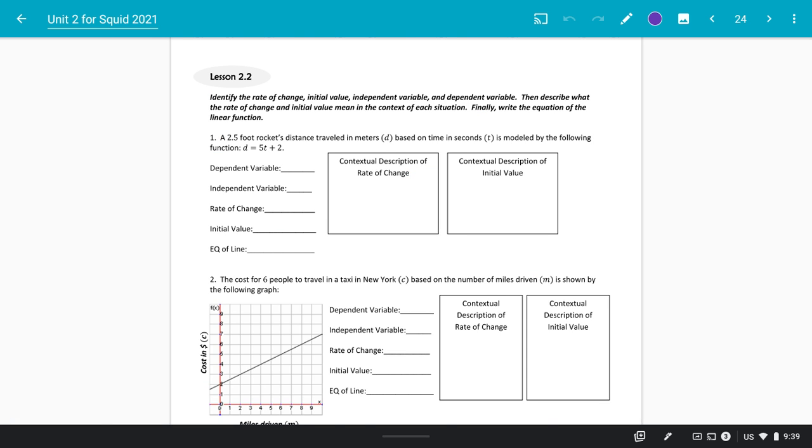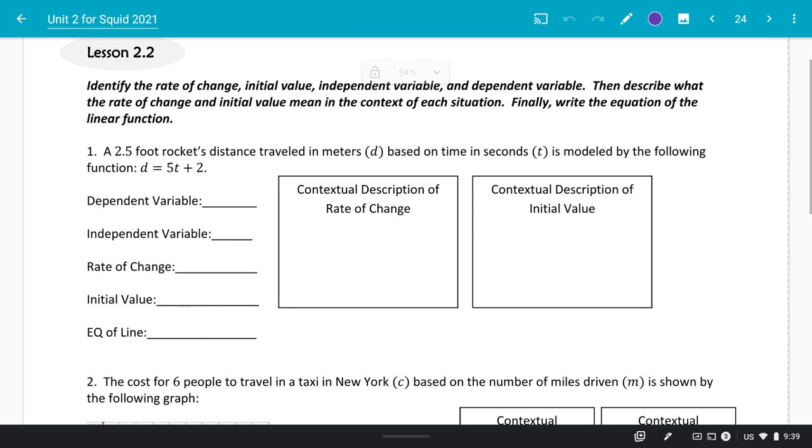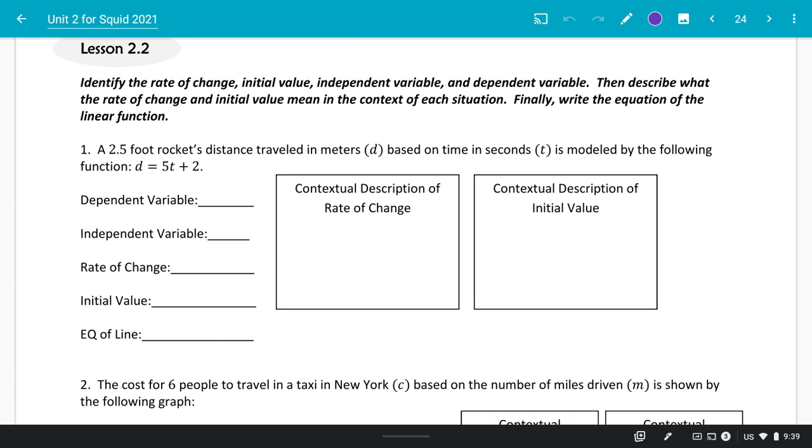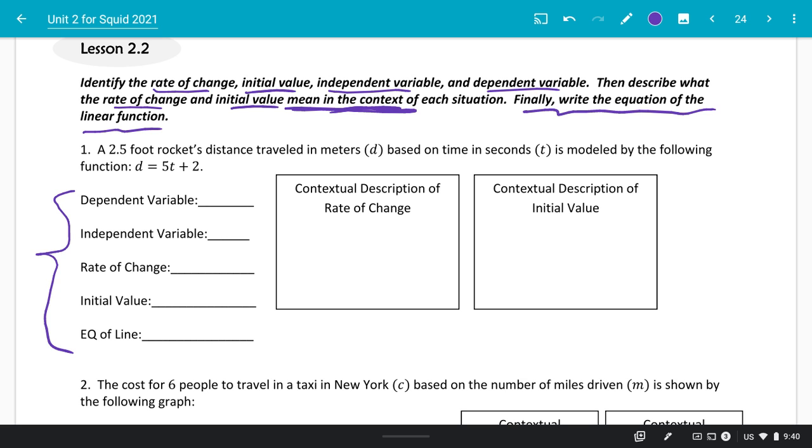I'm only going to do two of them for you today. We're only going to do two together. And basically what I'm looking for is we need to be able to identify the rate of change, the initial value, the independent variable, the dependent variable. Then describe what that rate of change and initial value mean in the context of each situation. And then finally, we're going to write the equation in linear function. Well, come on. If I give you the slope and the y-intercept, can't you give me the equation in line like super easy? Of course you can.